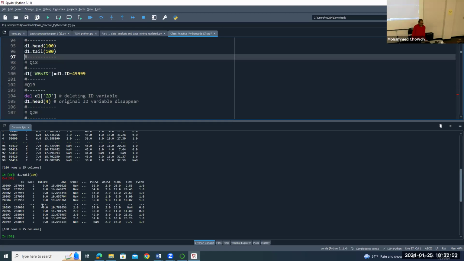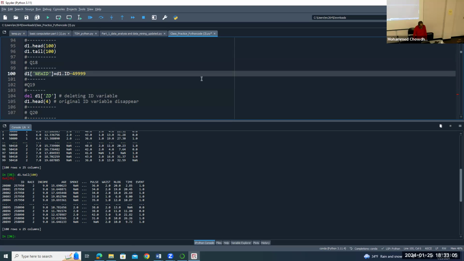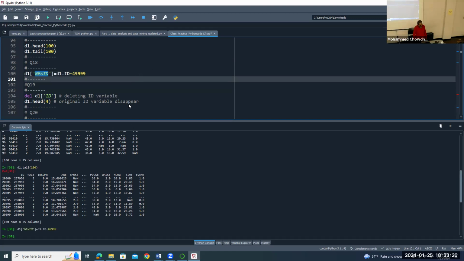Okay, this is the data. Now you go and update these things and update the salary information. Understand? So how can you do that? You have to create a new ID. So take a look at what I am doing. I have an ID variable in here. This is the ID variable. I am subtracting 49,999 from each of these. So I subtract these things. A new ID variable has been created.